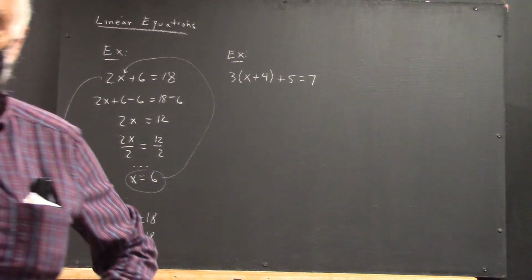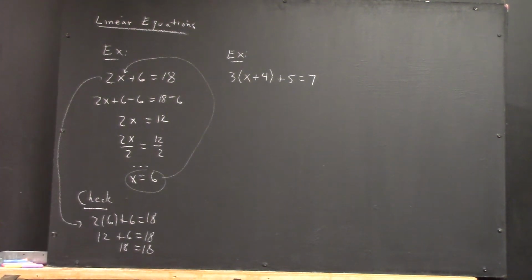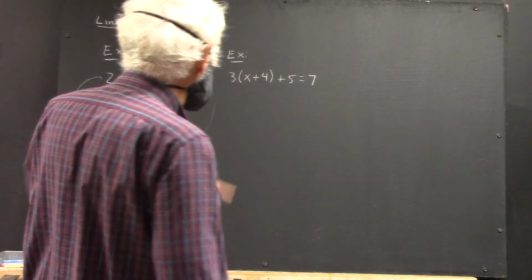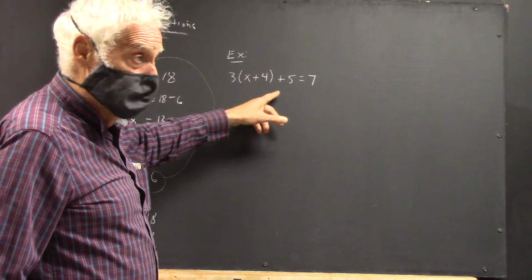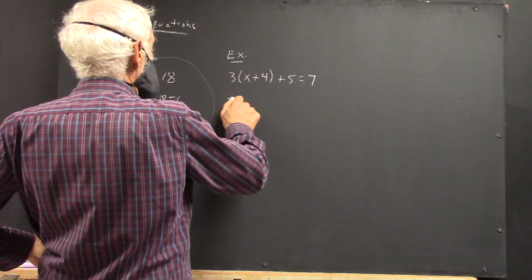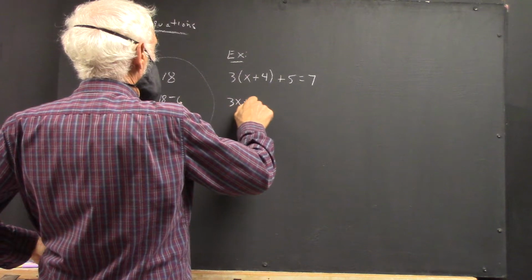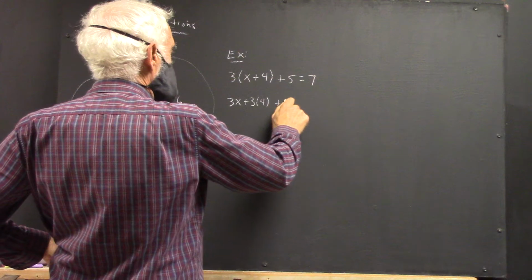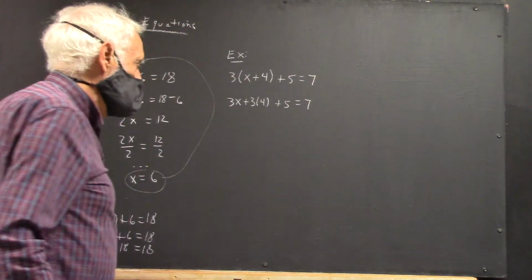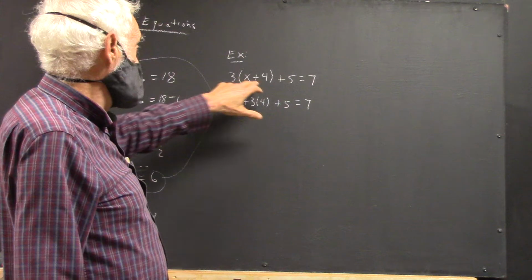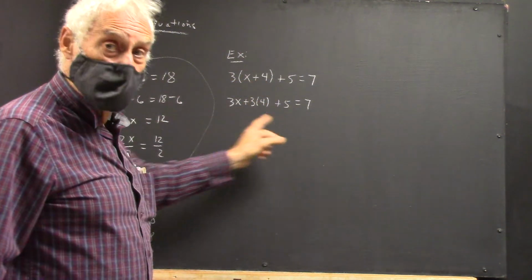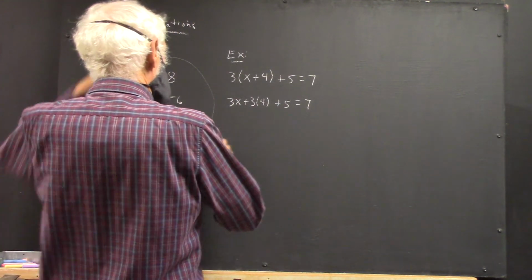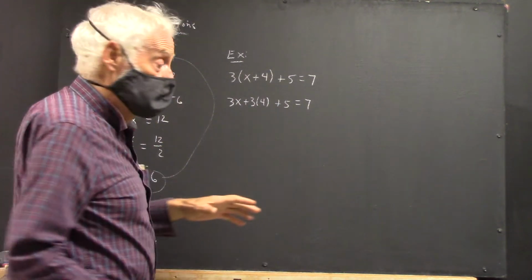Okay, what are you going to do with this one? Well, I would recommend that you use the distributive law. 3 times the quantity x plus 4 is 3 times x plus 3 times 4. And of course, if you've done algebra recently, you just say that's 3x plus 12, but I'm going to write it out, and I want you to write it out for now, just to make sure nobody gets off on the wrong foot here.